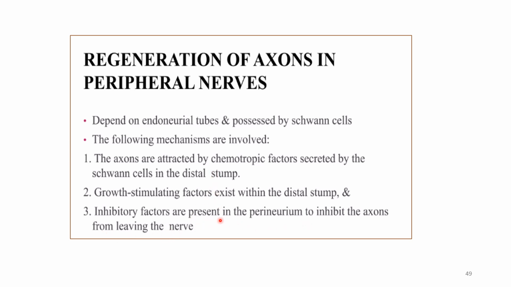So these three are important because we have Schwann cells. They will guide the neural fibrils coming from the proximal end to come into the distal axon, and the endoneurium is present, so no fibril will go out of the endoneural tube. Schwann cells are present and they will stimulate growth factors, and some inhibitory factors are present in the perineurium so that the axons will not leave the particular nerve.